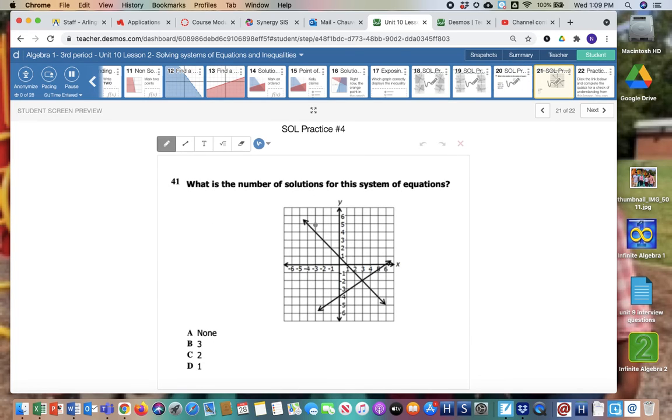All right, so then lastly, what is the number of solutions for the system? Well, there's no shading, so it's just where they cross. Here's where they cross at 3, -2. How many solutions? And notice what it said. What is the number of solutions? Well, there's just one. So it'd be D.